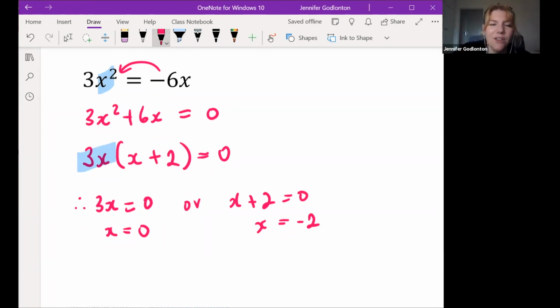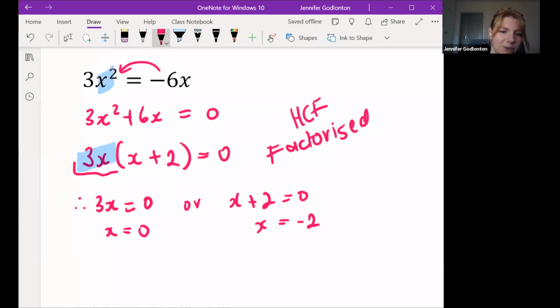So we have 3x squared plus 6x equals 0. That was first moving it all onto one side. Then this step over here is we factorized. And we factorized by taking out a highest common factor. Our highest common factor was 3x. So we take out our highest common factor, and we are left with x plus 2.